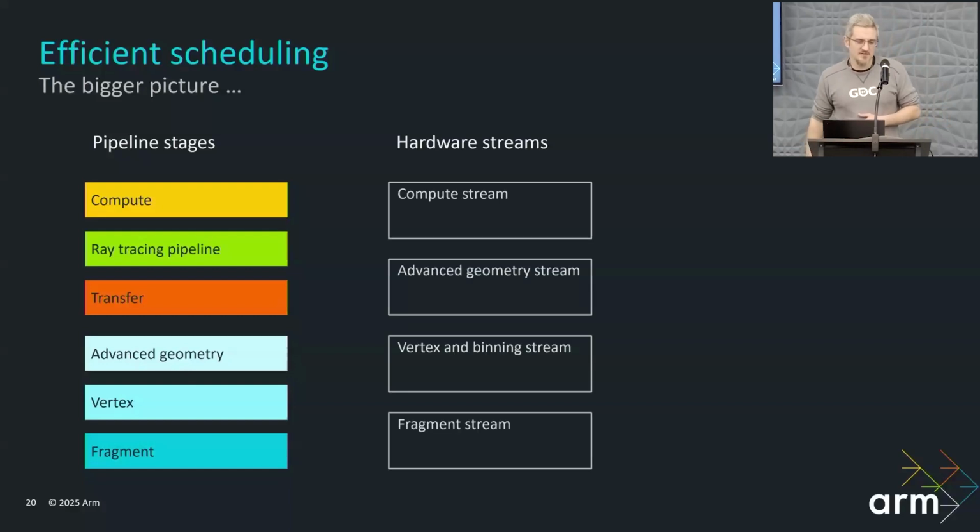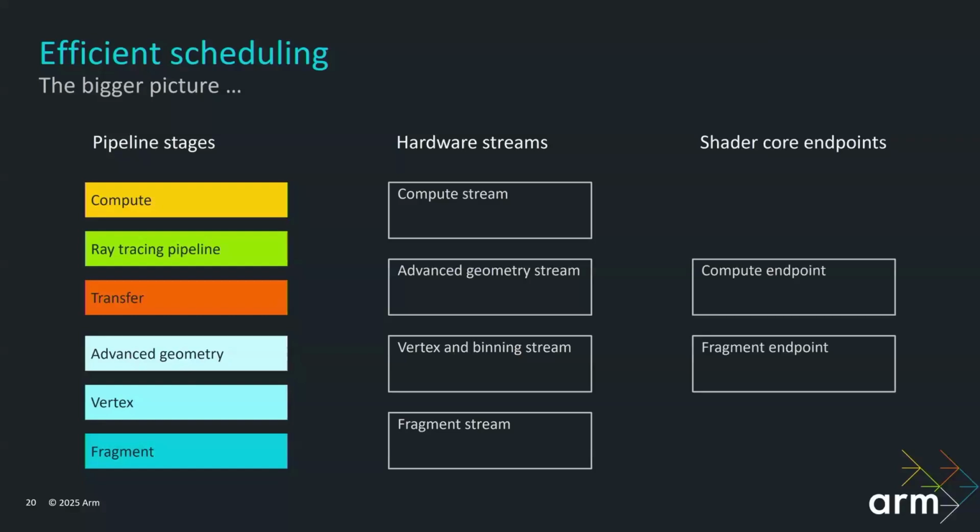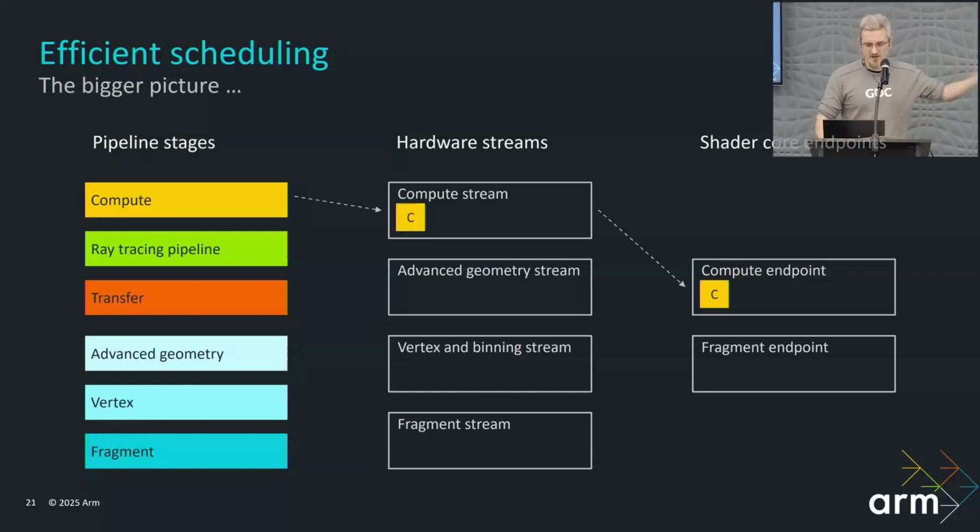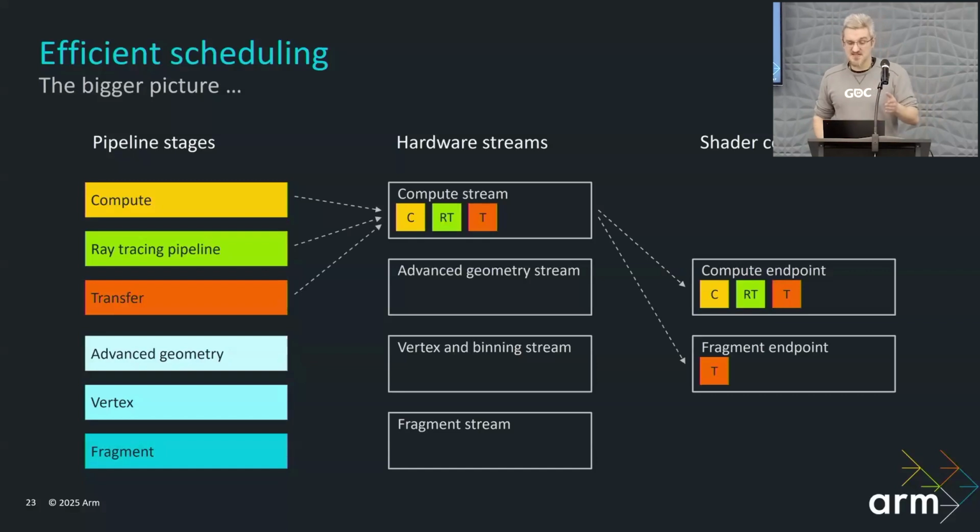When you record a command buffer, we map the workloads to a number of internal hardware streams. View these as the native command buffers that the driver is building. They're typed. And then we schedule those onto shader core endpoints when we actually want to run the work. Our shader cores have 2, a compute endpoint and a fragment endpoint. So compute goes into the compute stream and goes to the compute endpoint. Ray tracing pipeline goes to the compute stream and goes to the compute endpoint. Transfer goes to the compute stream, but it can actually end up in either place. Transfer is really ambiguous about where it runs, especially if you're patching frame buffer images. Our frame buffer compression unit only exists in fragment shading. I think Sergio mentioned that earlier.